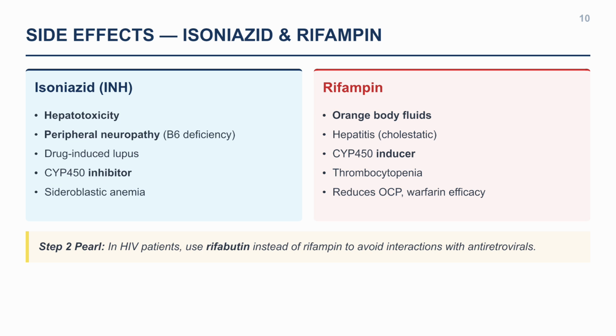Rifampin causes orange discolorations of body fluids including urine, tears, and sweat. It can cause cholestatic hepatitis and thrombocytopenia. Rifampin is a potent CYP450 inducer, which reduces the efficacy of oral contraceptives, warfarin, and many antiretrovirals. Step 2 Pearl. In HIV patients on antiretrovirals, use rifabutin instead of rifampin to avoid these drug interactions.